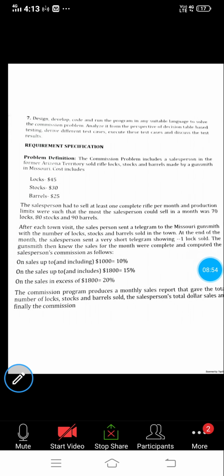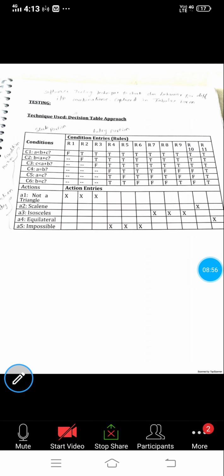Test case summary you have to write. This test case specification as it is you have to write for all the programs, because they have asked you for decision table testing. This table you have to write compulsorily. What I am showing on the screen, that table you have to write compulsorily.